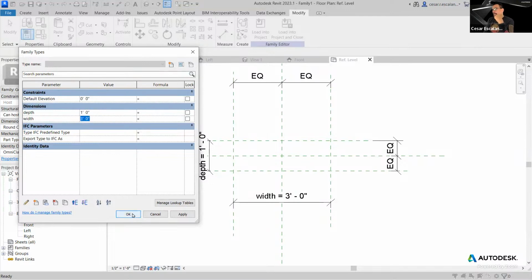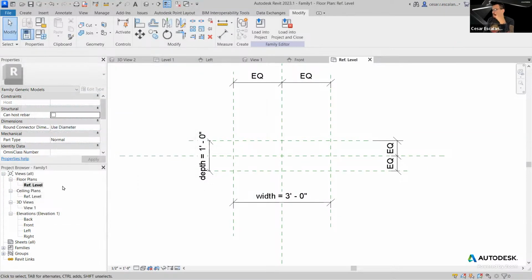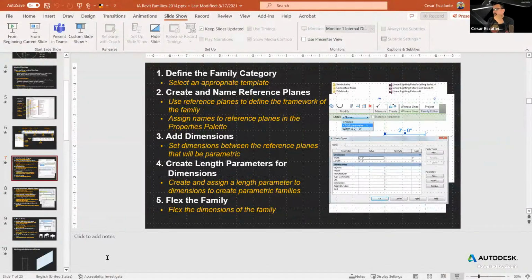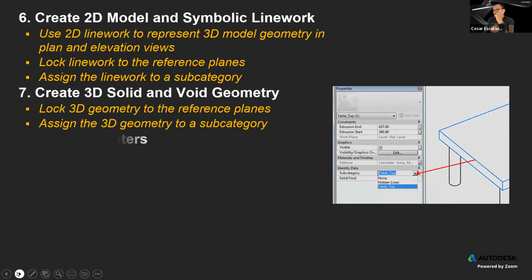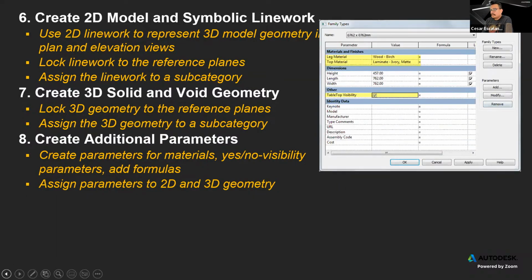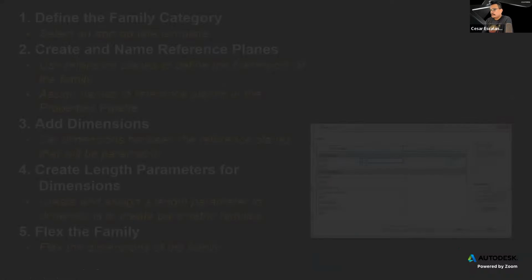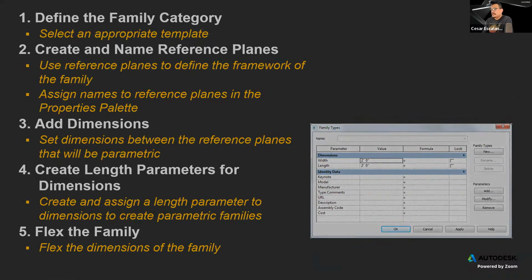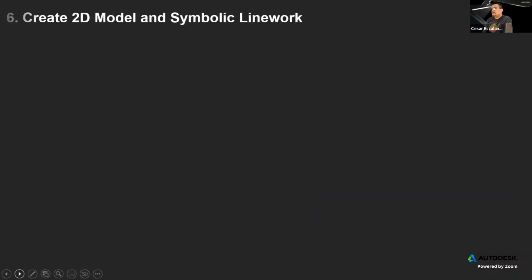All right, so I have two parameters here that are flexing as needed. Let's continue with the recipe. So step number 6, you can add to dimensional, is that right? Let me go back. Yeah, flex the family. That was step number 6.